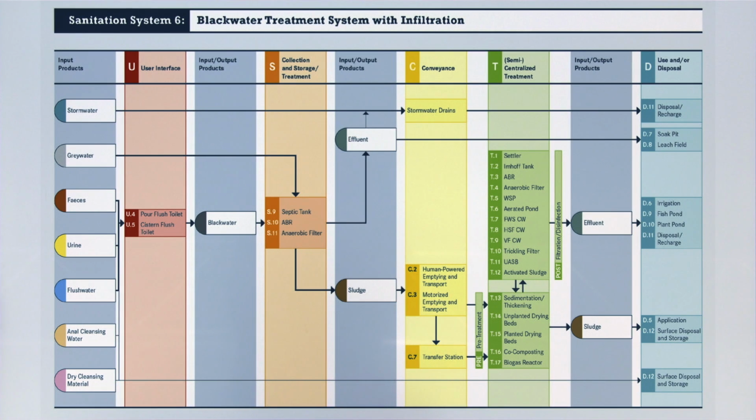Let's actually do that now and select the technologies that we will need to form a complete sanitation system using this template as an example. Normally, we would know much more about the population, but in this case, we're going to have to make some assumptions.